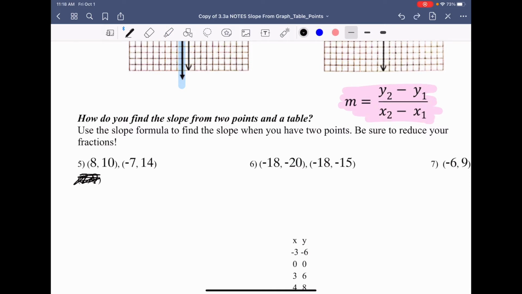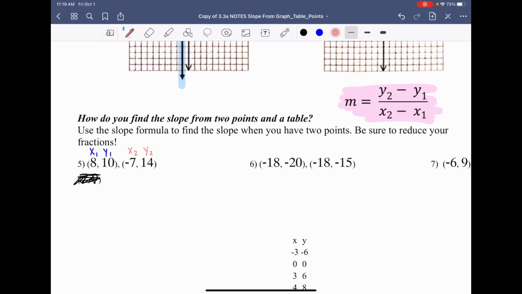In order to calculate this, I am going to make sure to label each ordered pair, each coordinate, because I want to reduce the amount of mistakes I have. So, x1, y1, x2, y2. How do you know which one is which? It doesn't matter as long as you're consistent. So, 8 and 10 will get my x1, y1 because they're my first set of coordinates. Negative 7 and 14 will get my x2 and y2 because they're my second set of coordinates.